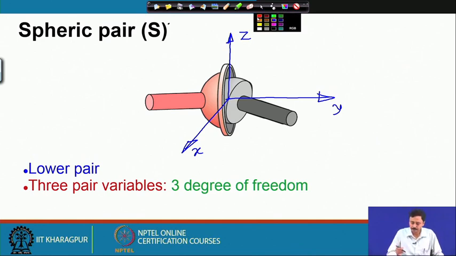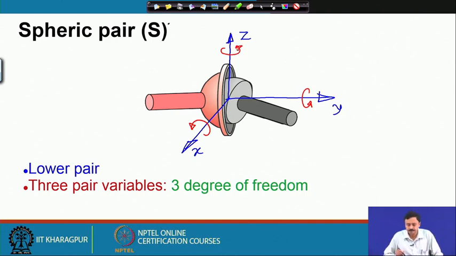So, this spheric pair can allow rotation about the x axis, it allows rotation about the y axis, it also allows rotation about the z axis. So, this has got 3 pair variables. I must specify these 3 angles of rotation that will fix the relative orientation of the 2 links. So, these are the 2 links, you can number this as 1 and this as 2. The relative orientation of the 2 links is specified once you specify these 3 rotations. So, this has 3 degrees of freedom. The most common example of a spheric pair is the ball and socket joint we all have.